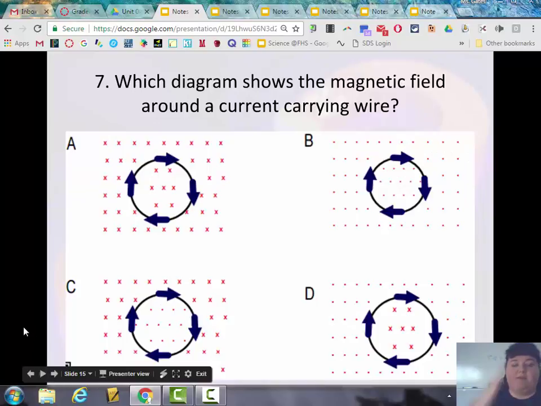Okay, another one. My thumb in the direction of the current, so my thumb should be pointing to the right. On the outside of the loop, my fingers are going to come outwards at me, so dots on the outside. And then inside, my fingers will curve back into the board. So it should be D on this one.